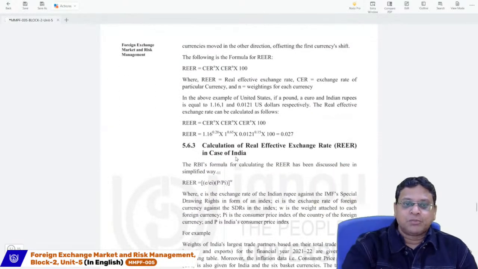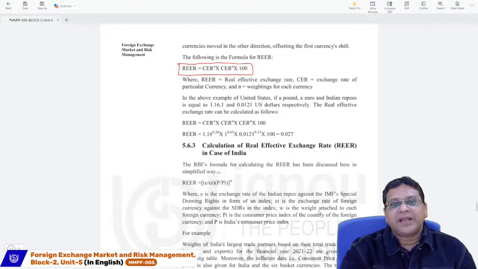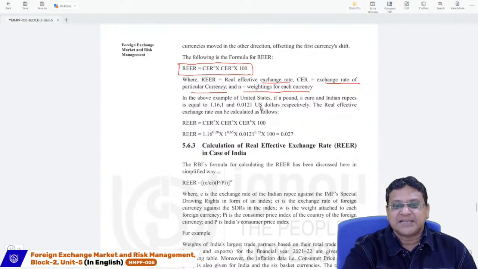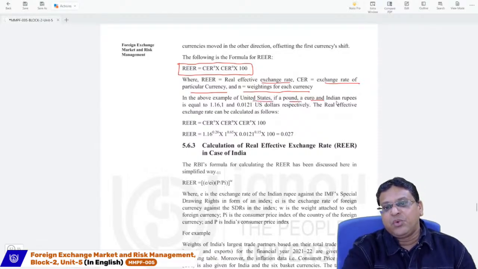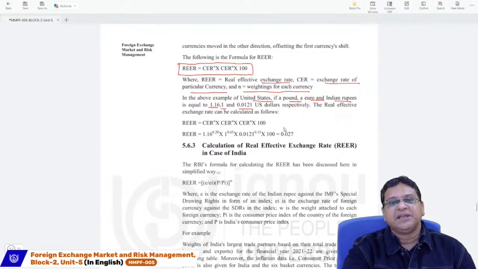What is the formula? REER is equal to CR1 to the power n1 into CR2 to the power n2 into so on, into 100. What is REER? Real effective exchange rate. What is CR? Exchange rate of a particular currency. And what is n? n means weight of each particular currency. Let's take an example. For example, United States, if a pound and euro and Indian rupees is equal to 1.16, 1 and 0.012 US dollar respectively, the real effective exchange rate will be calculated as follows.